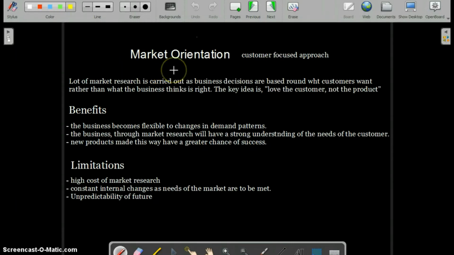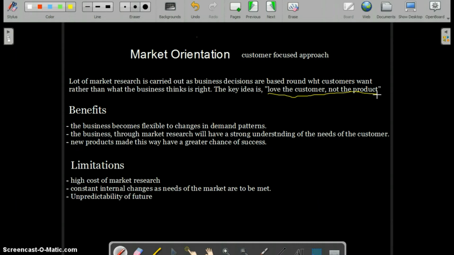First, market orientation is a customer focused approach. A lot of market research is carried out, as decisions are based around what customers want rather than what the business thinks is right. The key idea is love the customer, not the product. Now this is just the basic summary of what market orientation is. They try to love the customer, not the product.